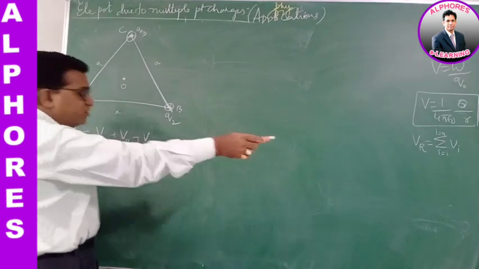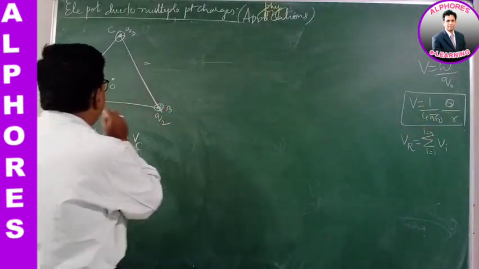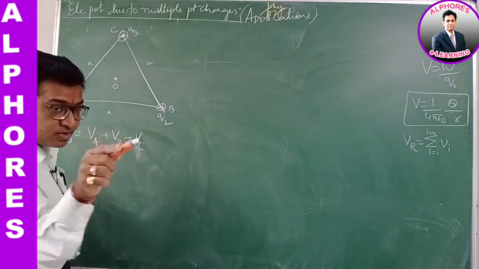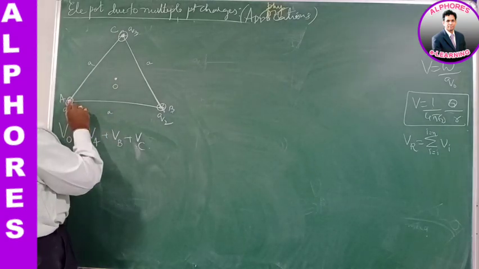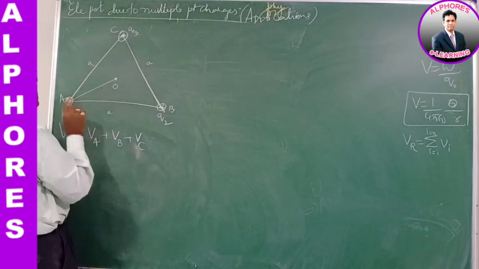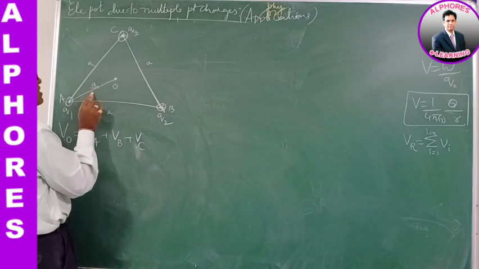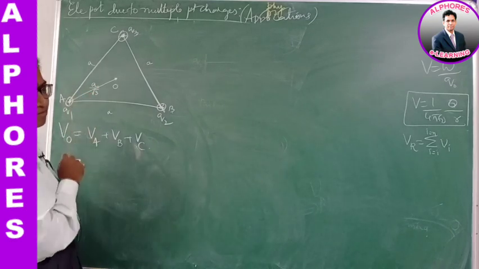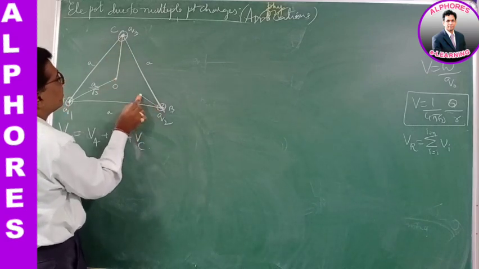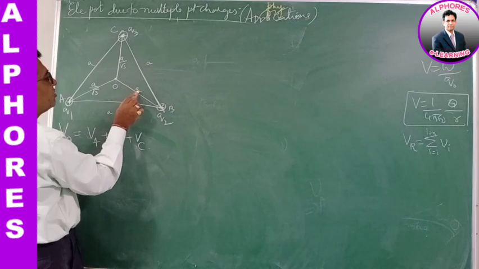Then the individual potentials. The formula due to each charge is 1 by 4 pi epsilon naught, charge by distance. We know the charges, but we don't know the distance. First you have to make out the distance. In an equilateral triangle, you know the distance from vertex to centroid is A by root 3. Similarly, for this vertex to centroid, the same A by root 3, and for this one, the same A by root 3.